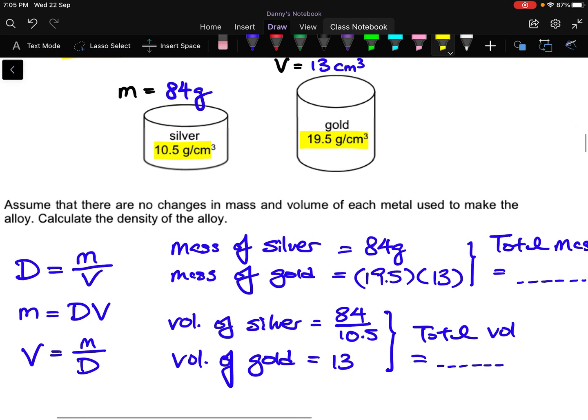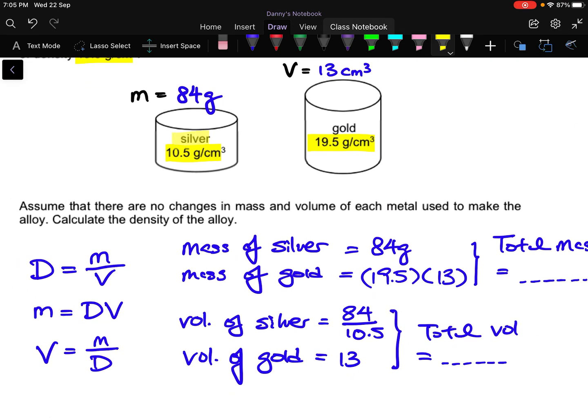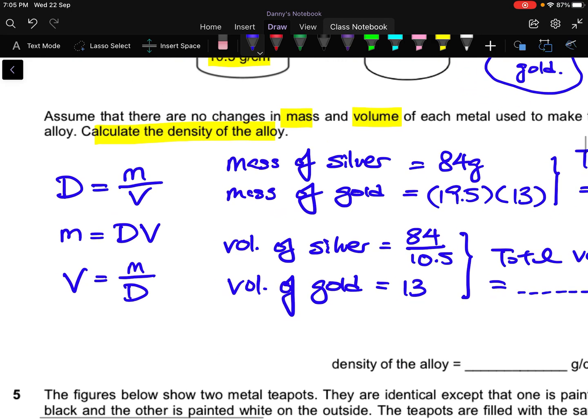So now they are saying that they are just going to mash the silver and the gold together, and the mass and volume will not change. So they are asking you to find the density of this mashed up silver and gold mixture. Of course in real life we will never do that. We usually do not mix two precious metals together. Normally we would put like 80% copper and then mix a bit of gold inside, maybe to fake it. So this is a scenario that hardly happens.